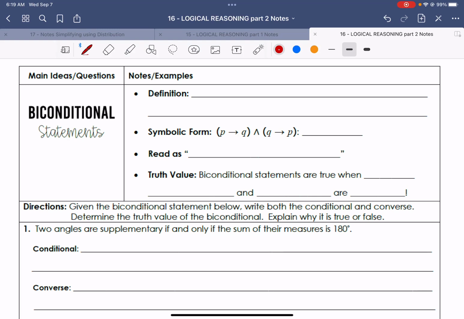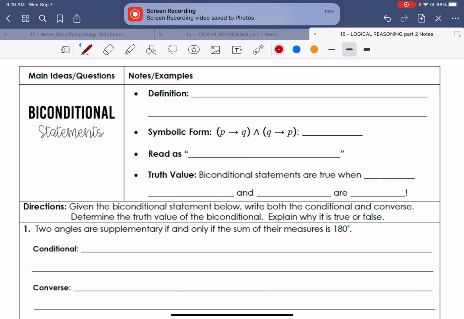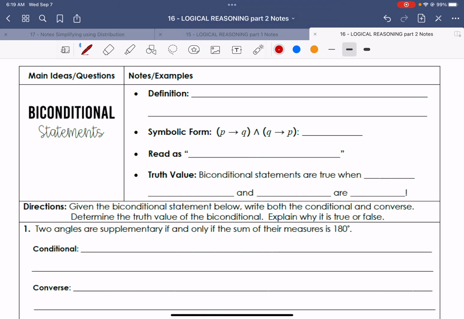Okay, these are our last new notes on logic statements, and this is a biconditional statement. What does the word bi mean? It means two, right? Biconditional means two. So in a biconditional statement, it's where you use the word and to put together a conditional and its converse, okay?